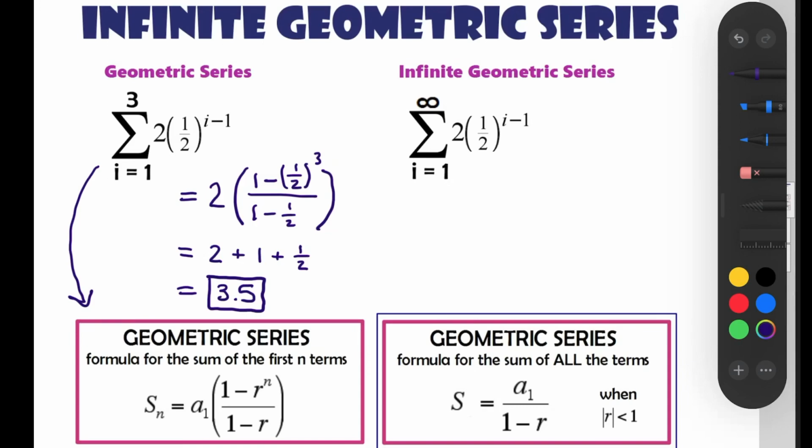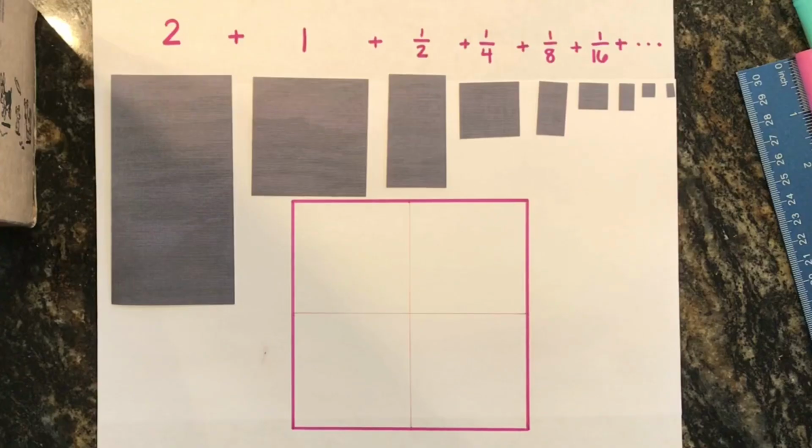So what would it mean if we were adding up all the terms? Infinity terms. We would be adding up the first and the second and the third and the fourth and the fifth. And we would literally keep going forever. What does that even mean?